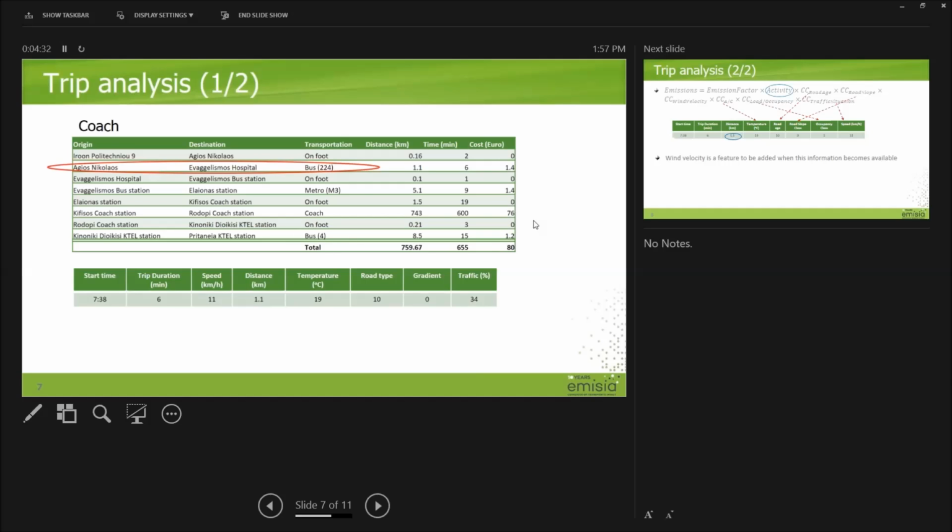Now we will focus only on one segment of the trip, the one that is highlighted here, as you can see. And so for this segment, we have some parameters: the starting time, the trip duration, the speed, the distance, the temperature, the road type, the gradient, and the traffic. And so how all these parameters translate to something that is useful for us and that corresponds to an emission factor that we want to calculate.